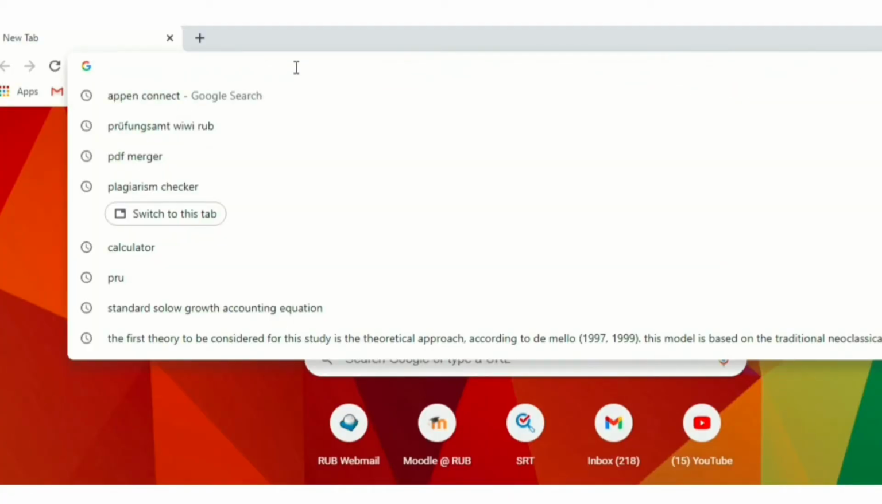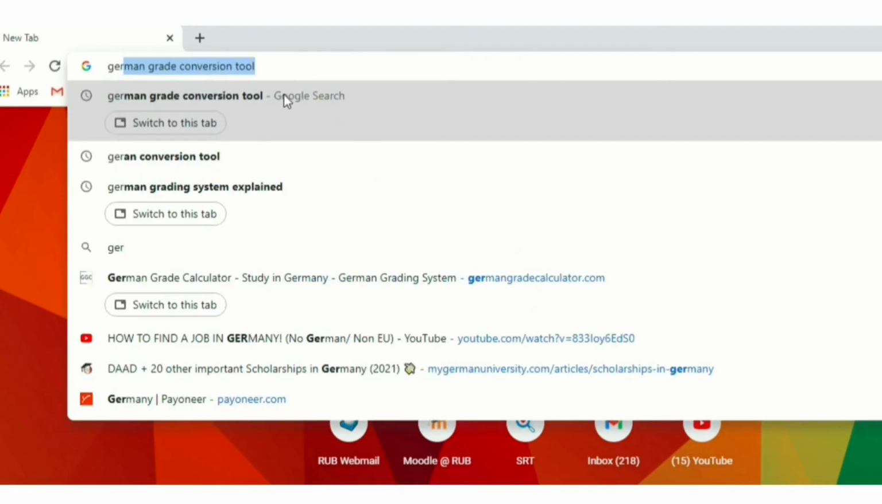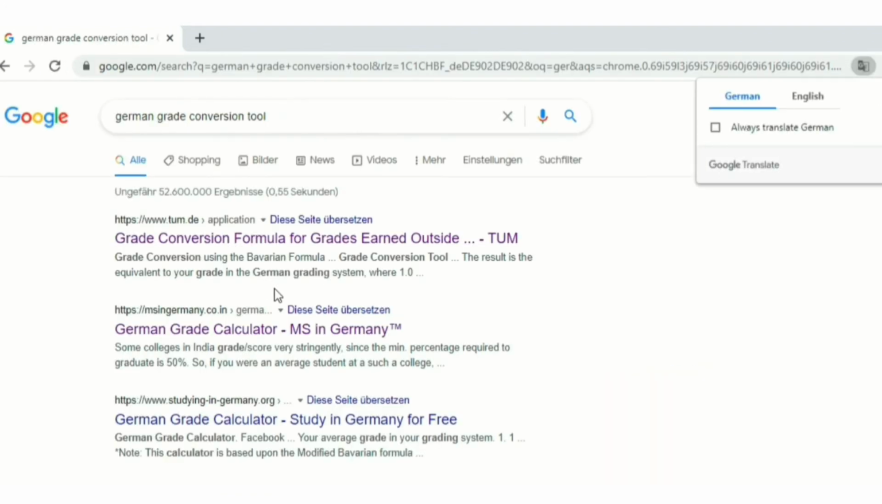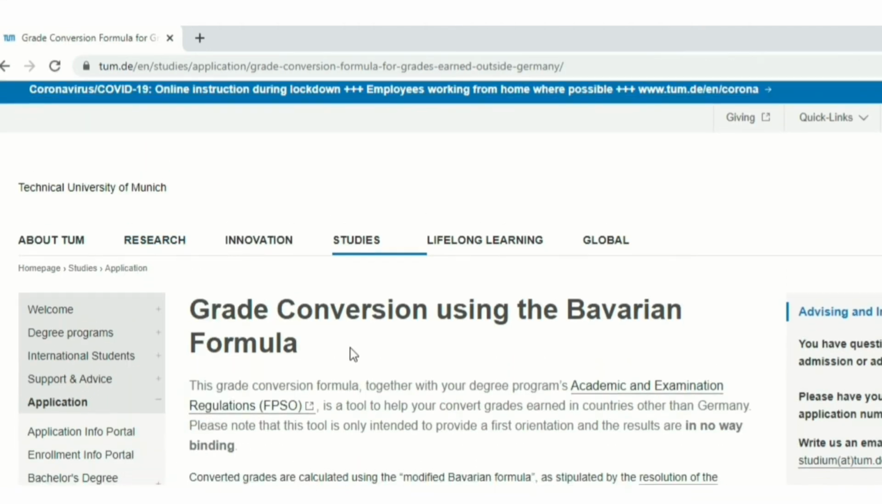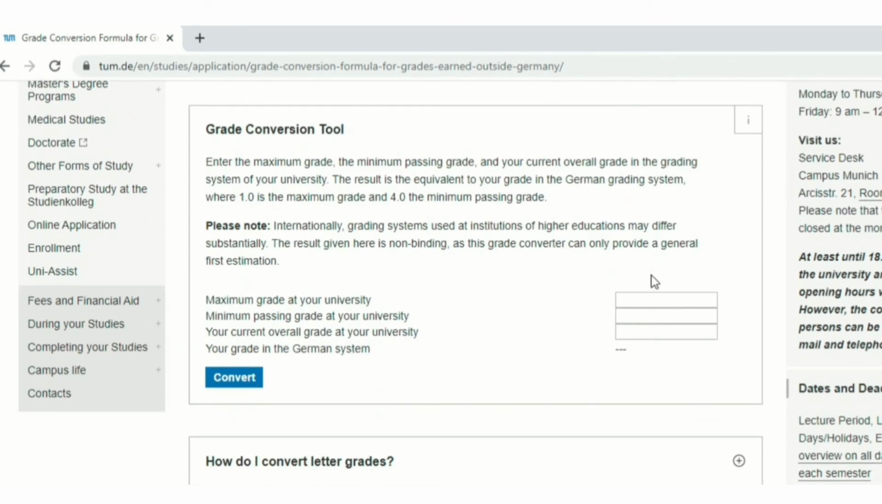But I'm going to leave the website for the grade conversion down in the description box below, and also going to show you how to navigate the website and what to do. Where I go to normally is www.tum.de, and on this website you have the grading tool. So what you do is you insert the highest possible grade for your university and the lowest possible grade at your university. For example, in my own case, my first degree was in Nigeria, so the best possible grade is a 5.0 and the worst possible grade is a 1.0.